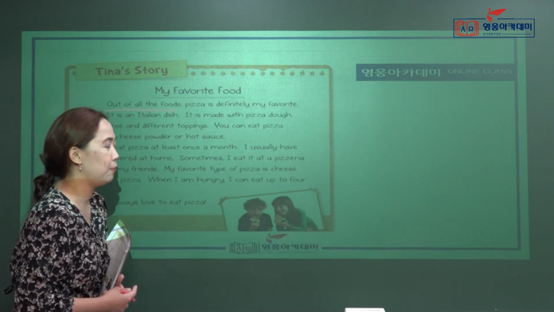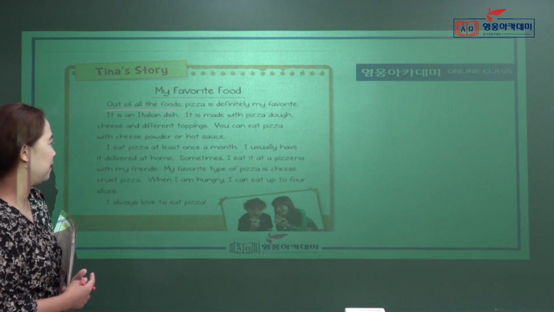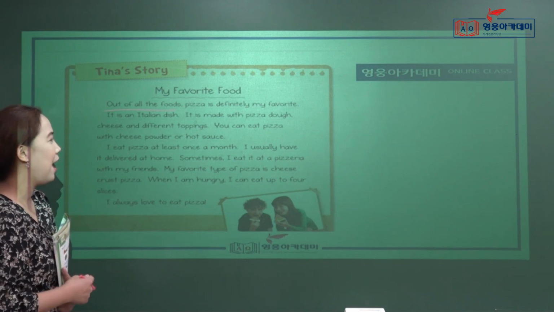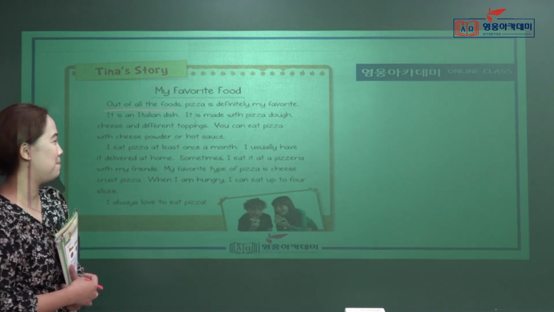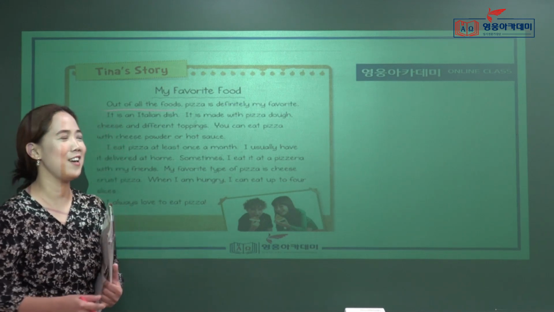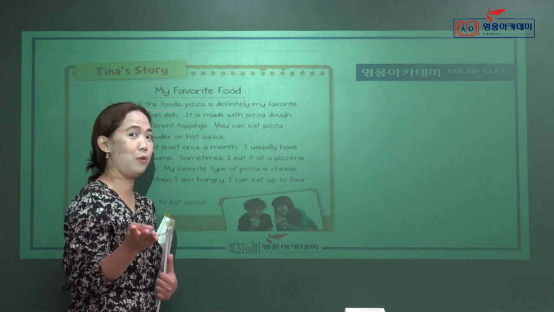My favorite type of pizza is cheese crust pizza. When I'm hungry, I can eat up to 4 slices. I always love to eat pizza. All right. I hope you guys read it with me.